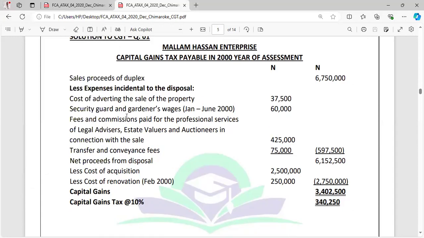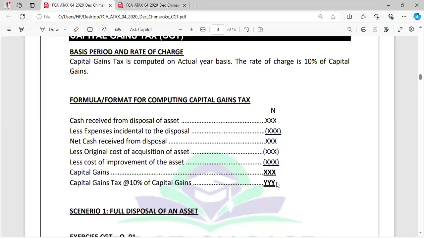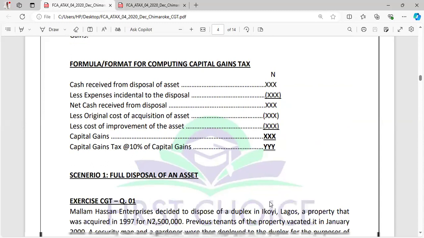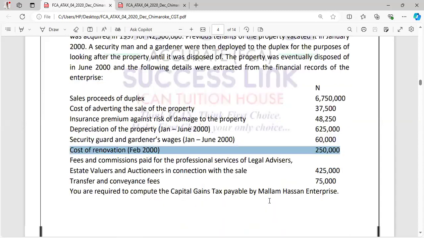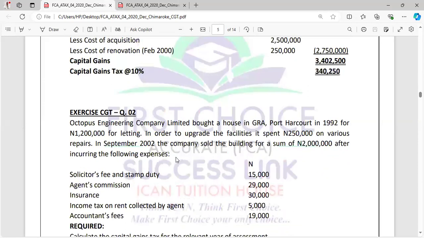So you see here, this is as simple as it is. When we apply this formula, this is the basic formula to be applied. So you will need to learn this formula and you will see how we will apply it in all the other scenarios. Let's get down to question number 2.